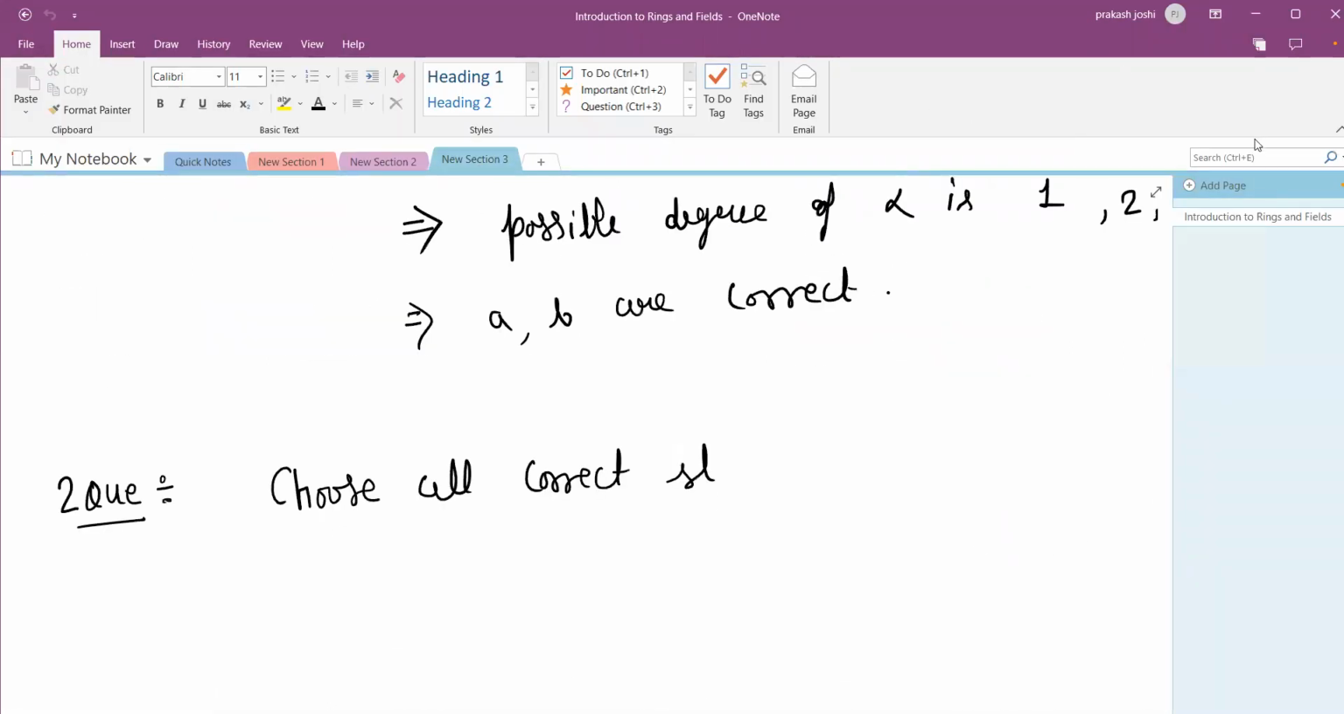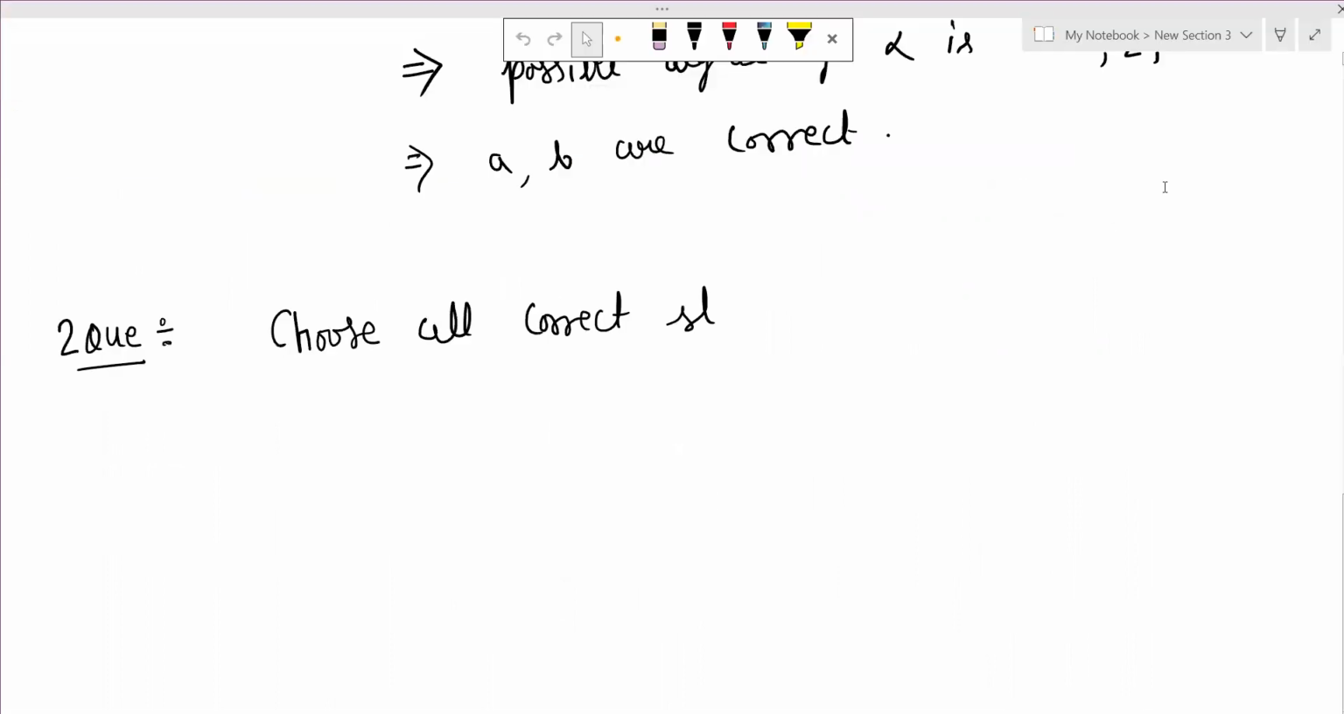Yeah, we are doing the second question of this assignment. So let's start. Q is the field of rational numbers and pi is a transcendental number over Q. Choose all correct statements.